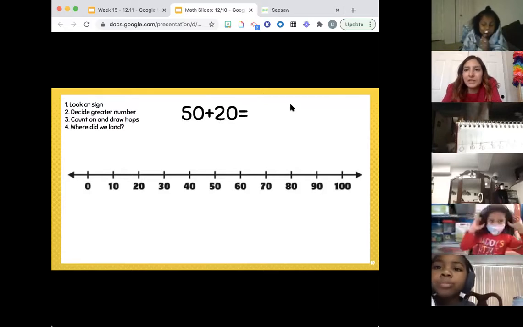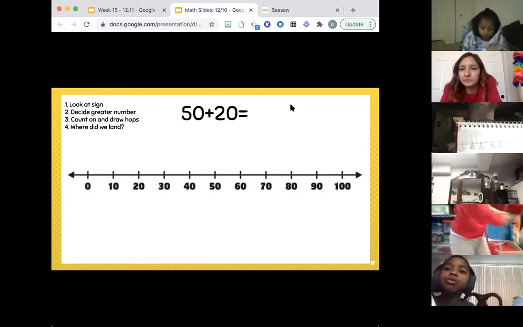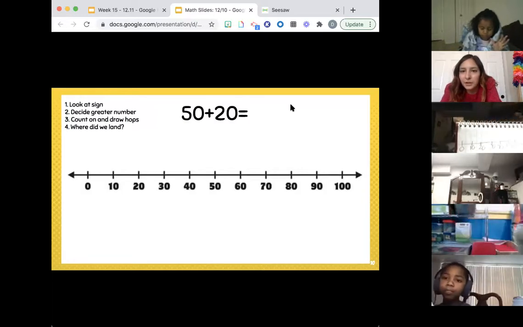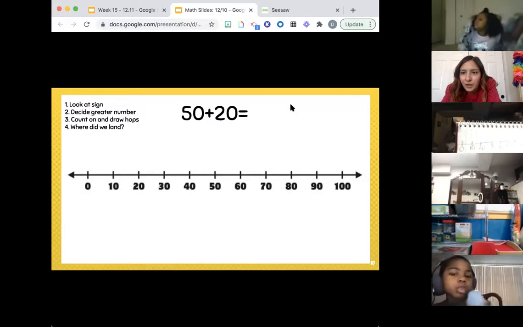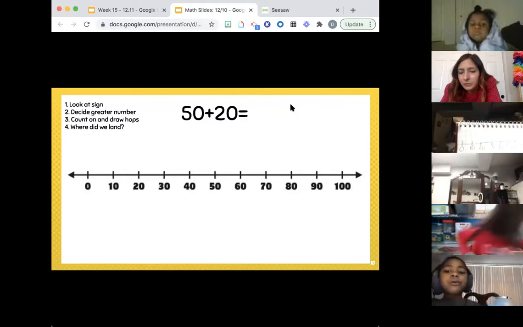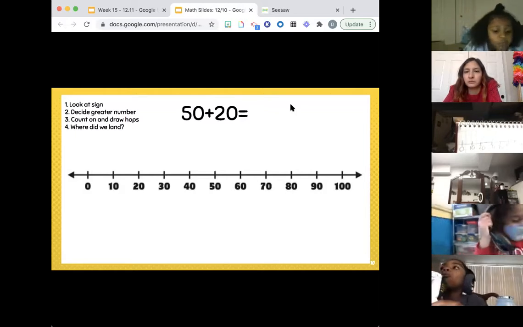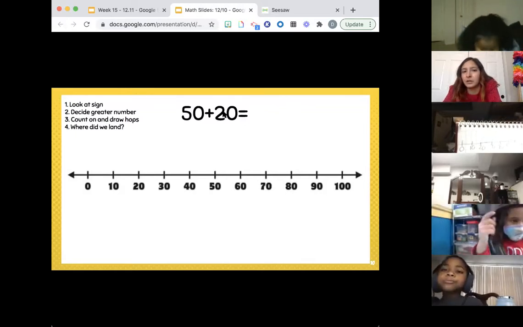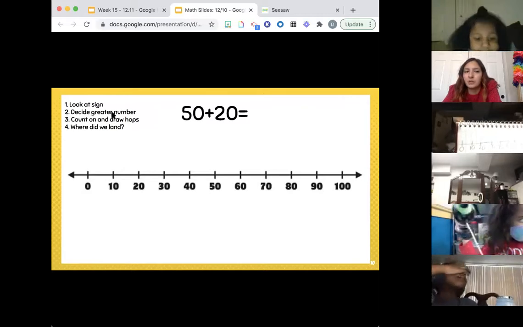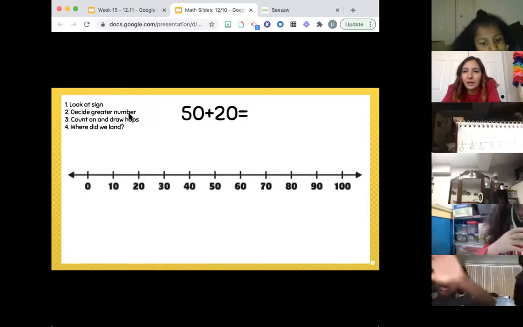My friends, what do we do second? Second. What do we do second, Winter? Winter, what did you say? We write the equation. Nope, we already have the equation. The equation is right here. The second thing we have to do is decide the greater number.